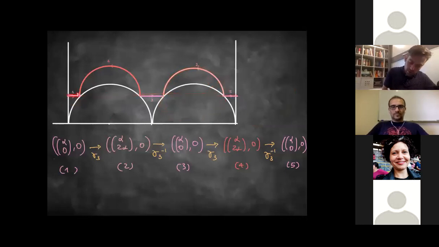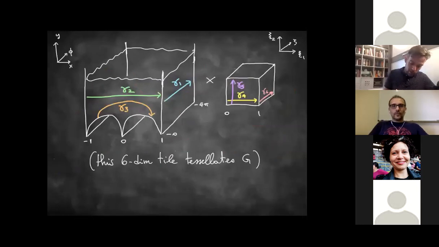So I go in this way, then I travel this way, then I hit here, then I jump here, then I travel this way, then I hit here, then I jump. Then you jump here, again. So every time, as in this picture, every time you cross one of these edges, you have to use the generators.